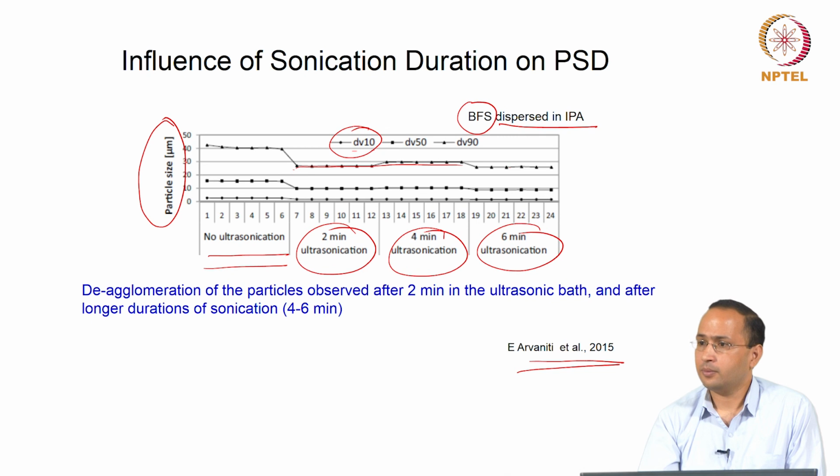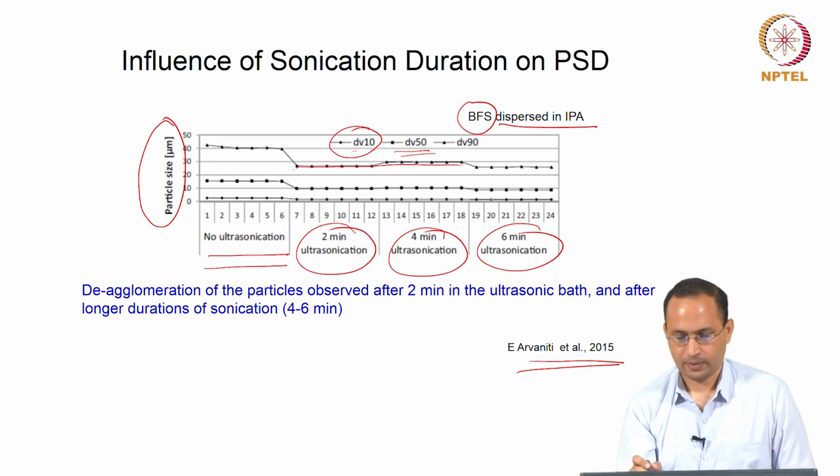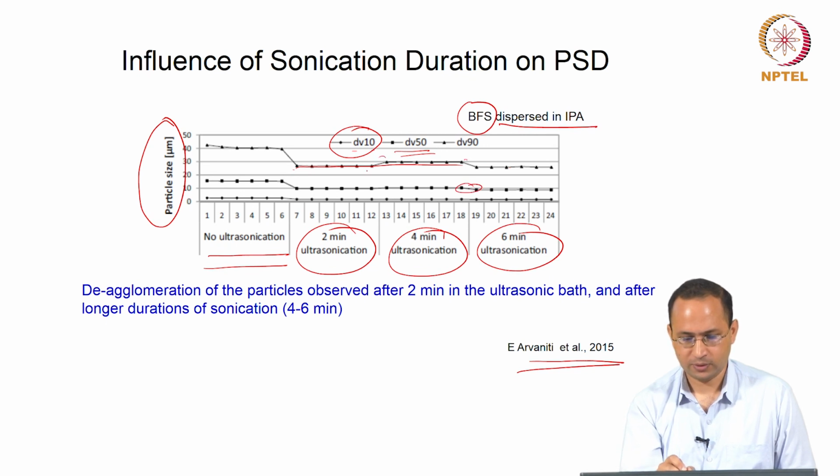But there is a rise at 4 minutes and there is a drop again at 6 minutes. What is the reason, sir? You can see that D50 is also the same. At the same level, below D50, there is a rise for 4 minutes of sonication and the 6 minutes is coming back to what it was for 2 minutes. Yeah, there will be some differences, but again it is coming back.